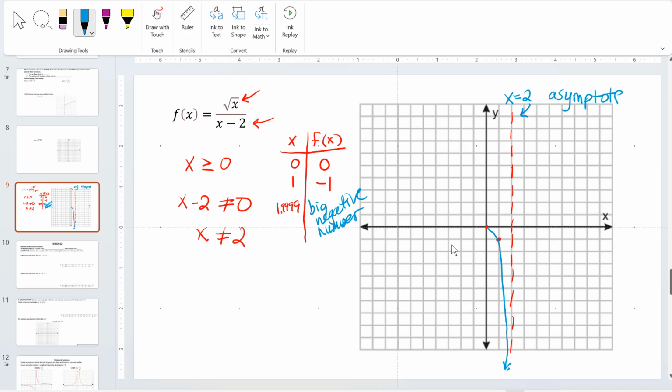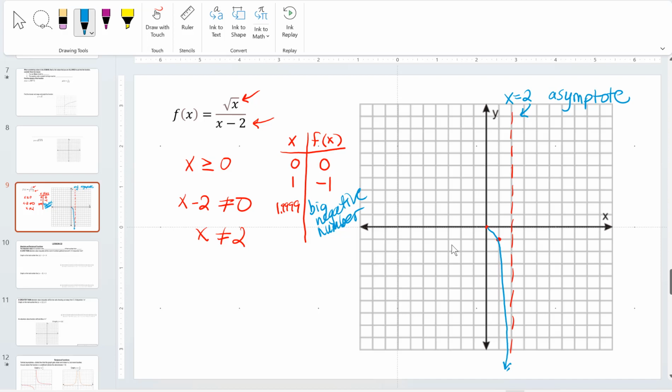And what an asymptote is is just exactly what it is. It's a line that a graph or a function can get very close to and approach, but it will never get there. It can never touch it.